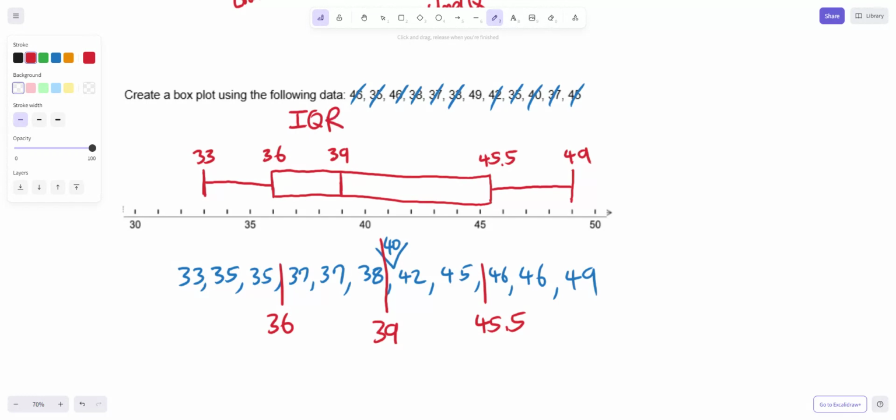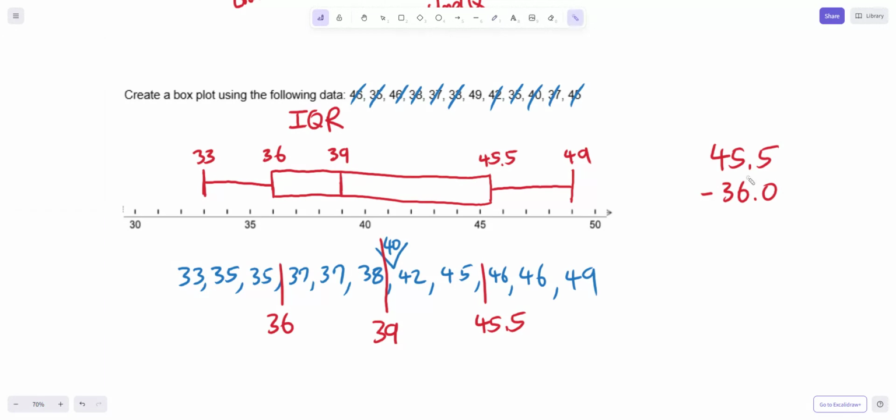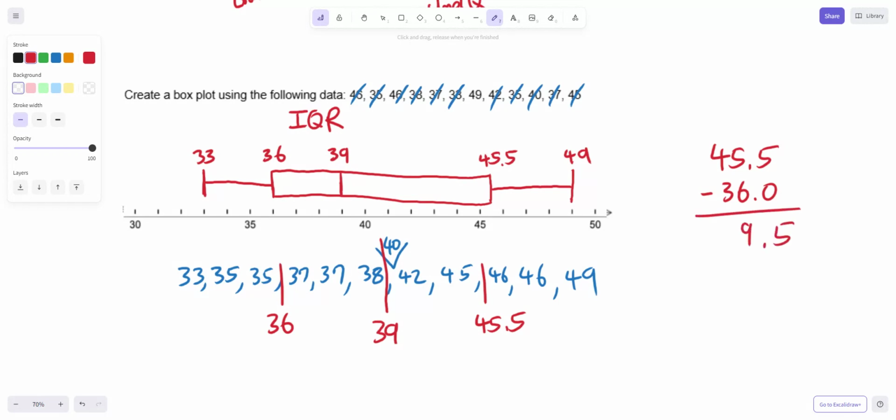The IQR is the difference between the first and third quartile. So in this case, 45.5 minus 36.0. Again, it is the difference between the upper and the lower quartile, or the third and the first quartile. Subtract, I get 9.5. 9.5 is the IQR. Pretty small variance, so the numbers are pretty close together. Moving on.